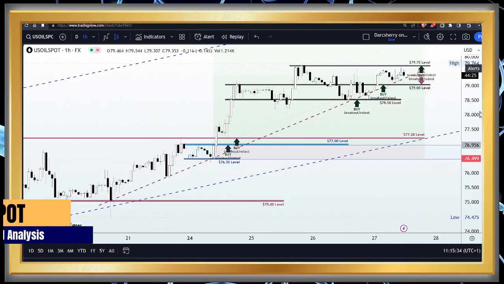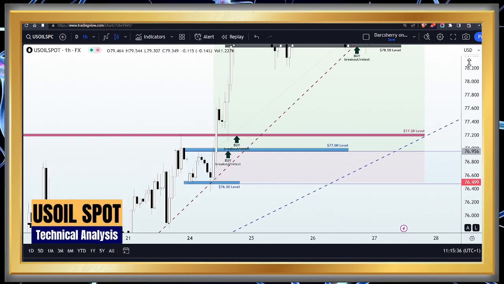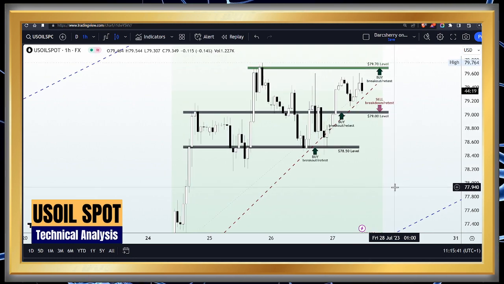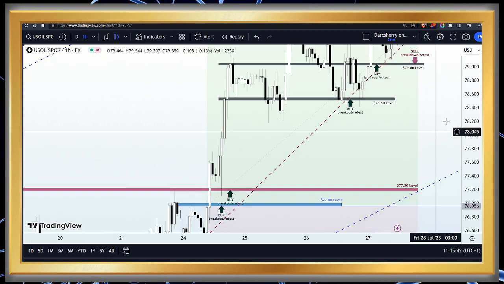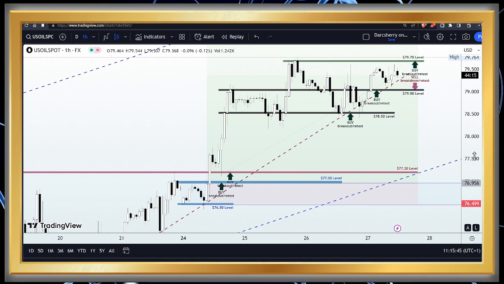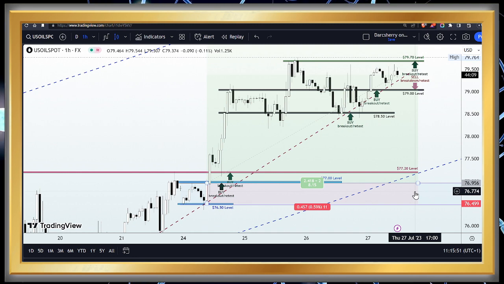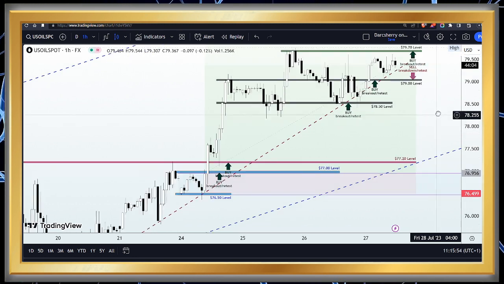Now, on the USOILSPOT, it's still been a very bullish outlook in this market as price action has continued to find higher highs and higher lows. And the fact that price action still remains above the ascending trend line we identified on the 1 hour time frame still gives much hope for buyers in this particular market.